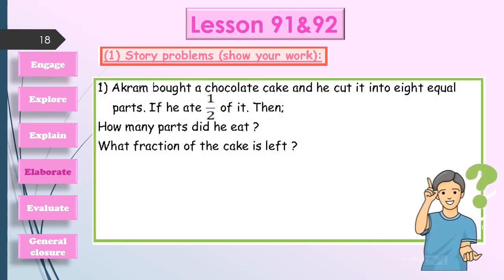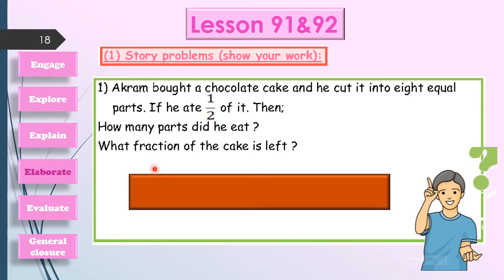Fraction story problems: show your work mathematically or mentally. Akram bought a chocolate cake and he cut it into 8 equal pieces. First of all, we must draw our fraction strip or your own model like this. And he cut it into 8 equal parts. I will divide it into 8 equal parts, beginning from the middle, which is half, and build 4 parts and 4 parts. Then if you need to draw 8 equal parts, I have 7 dashes.